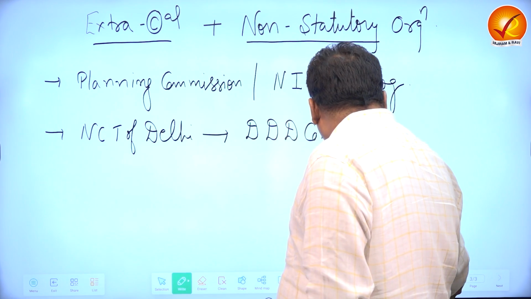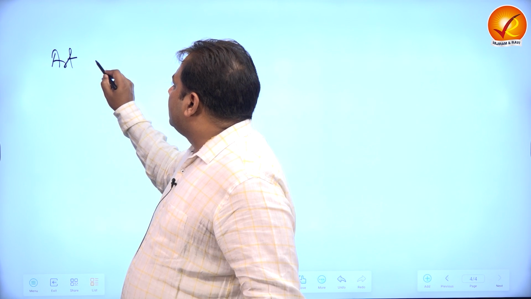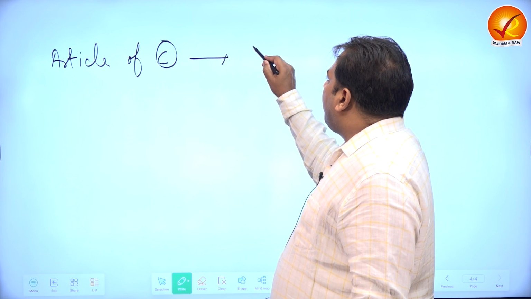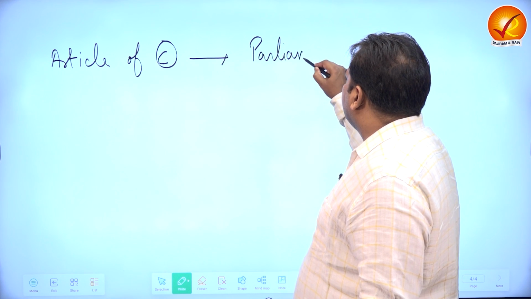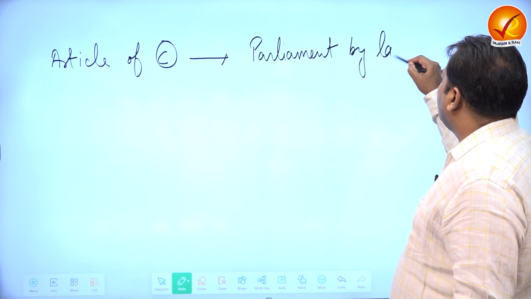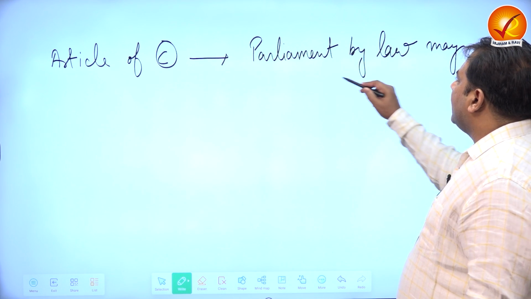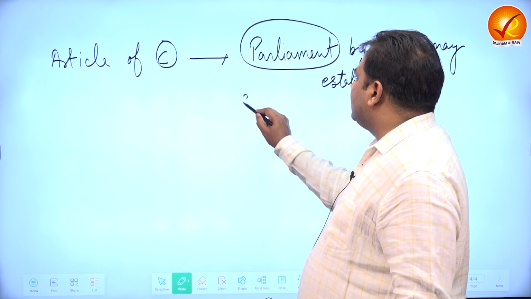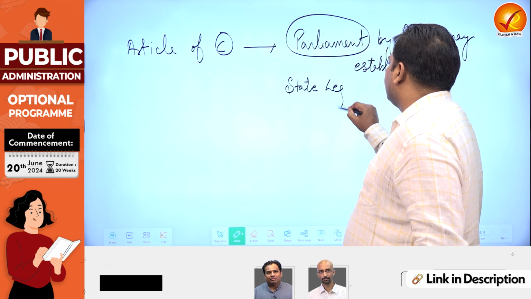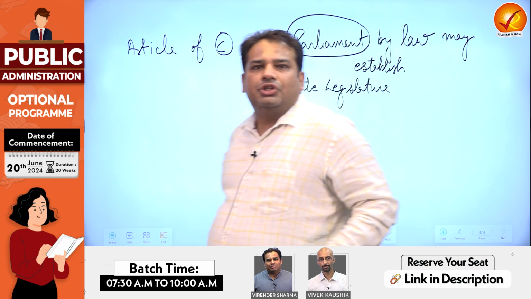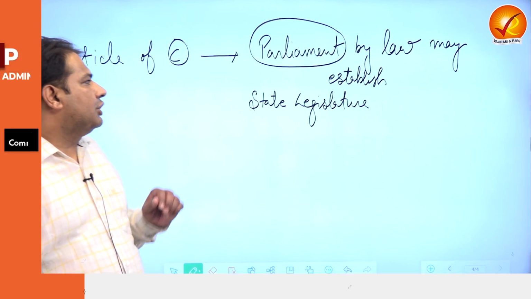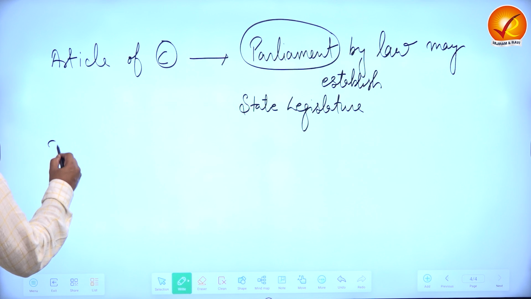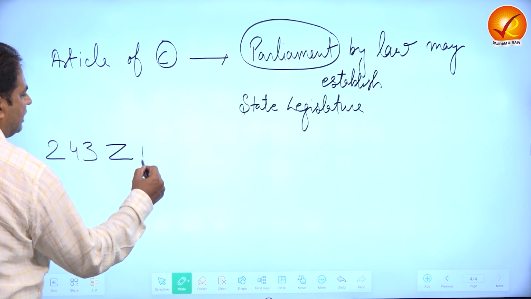This exceptional thing is there can be an article of constitution, and then it is mentioned parliament by law may establish. Either parliament by law, otherwise state legislature. State legislature may establish such institution. This is also practically possible. And for this, please remember this example, 243 ZD.